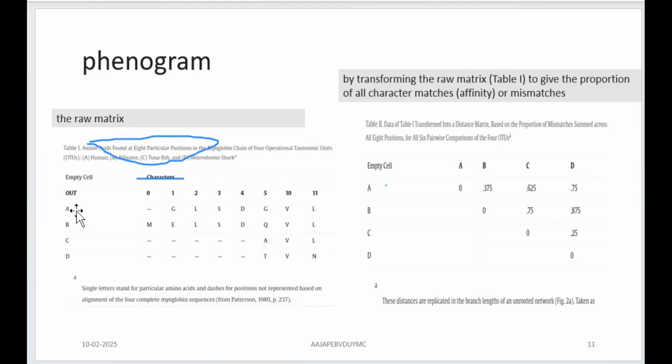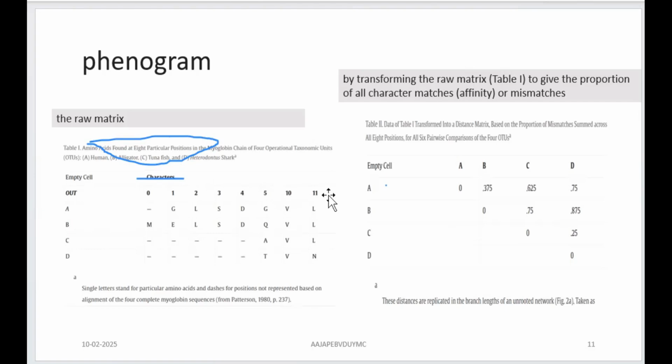For example, here A is human, second is alligator, third is fish, tuna fish, and D is shark. And this is 0, 1, 2, 3, 4 like that, amino acids. So here M, G, E, these letters you see, they are the first letters for the amino acid. Now what do you see here? In all other places it is absent, but in B, that is the animal alligator, M is there, methionine maybe. If you see the 10th amino acid, all are having valine.